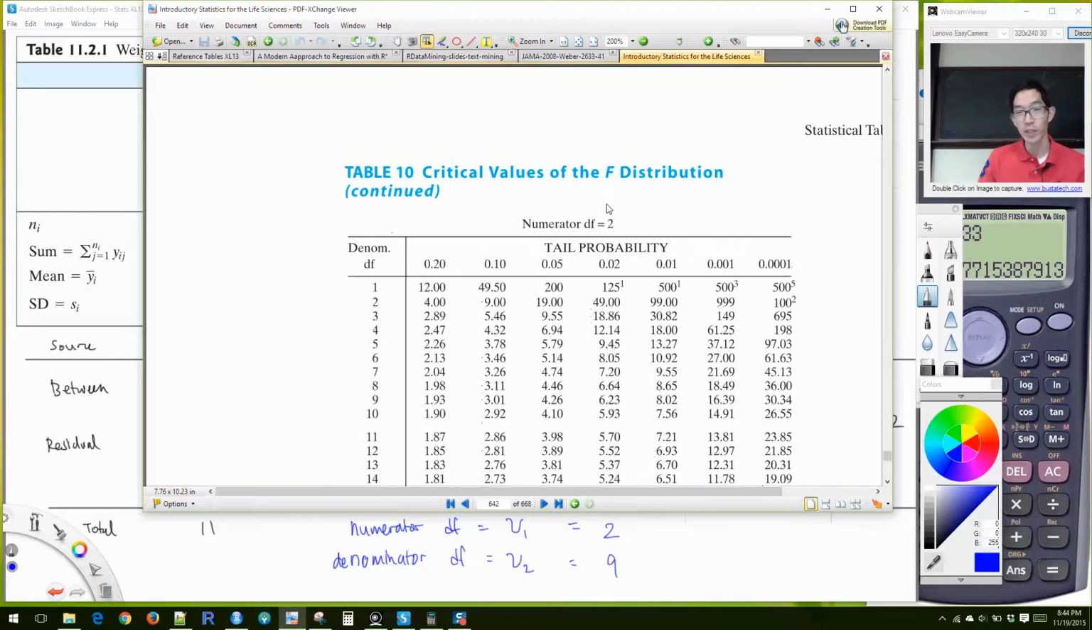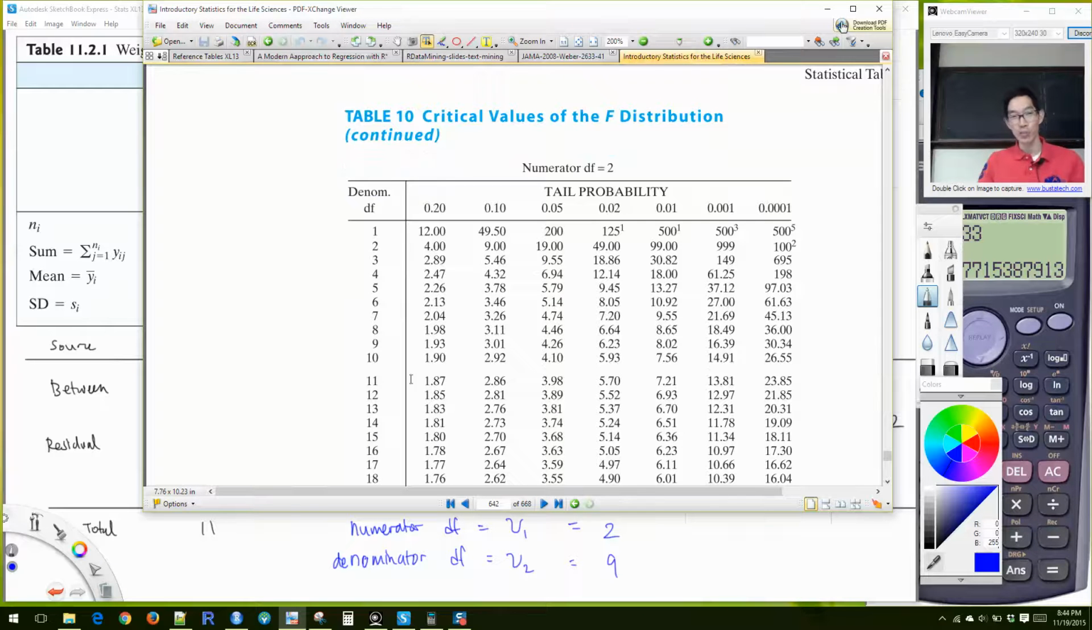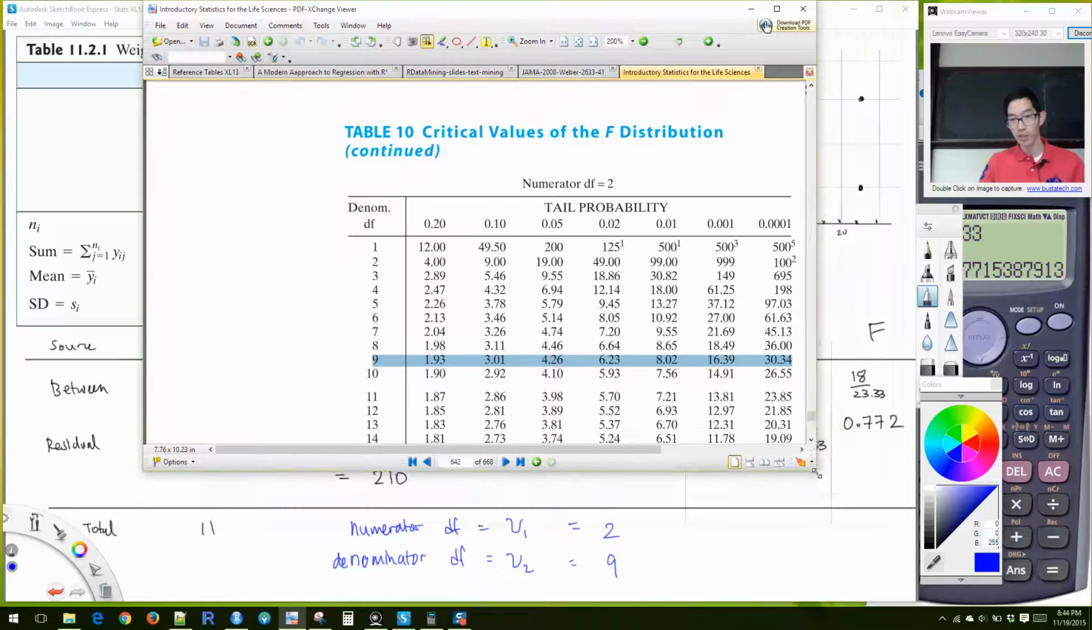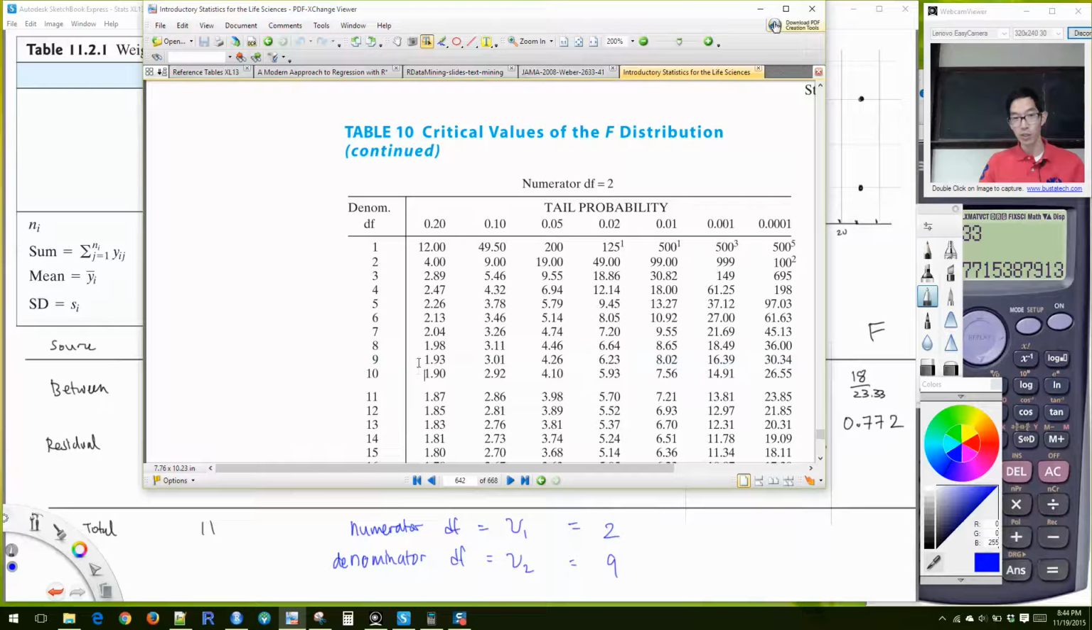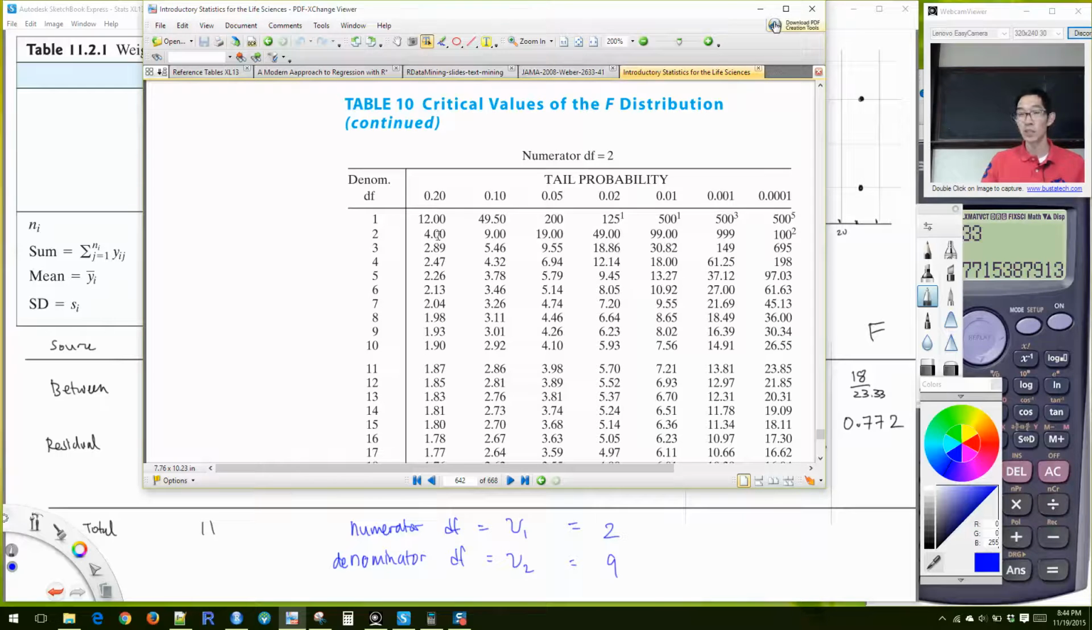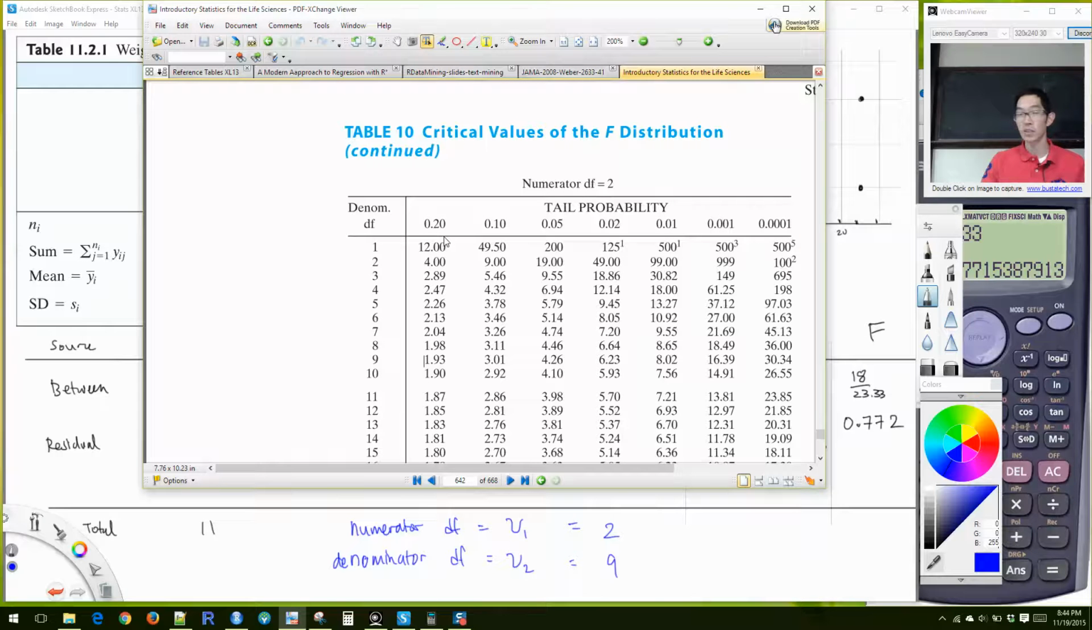So anyway, you find the table with the correct number of numerator degrees of freedom, and then you find the row with your degrees of freedom, 9 in our case, and it says here are the critical values. If we look up our test statistic of 0.772, we would say, oh, 0.772 is less than 1.93, therefore our p-value is greater than 20%. Is that okay?